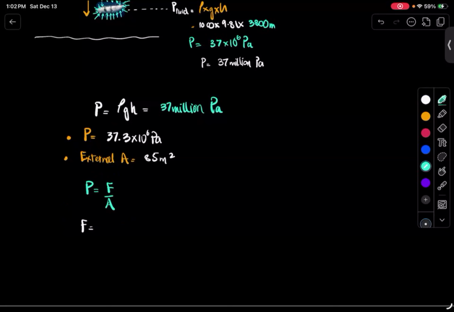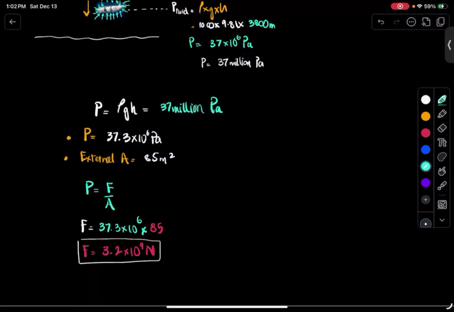So that means 37 times 10 to the power 6 multiplied by 85. So force is equal to pressure times area. Wait, one second. Okay, yeah. So this is 3.2 times 10 to the power 9 newtons. This was the amount of force that was being applied onto them.